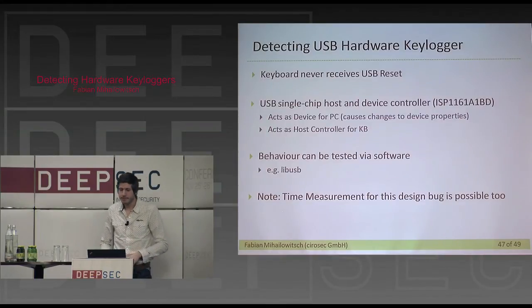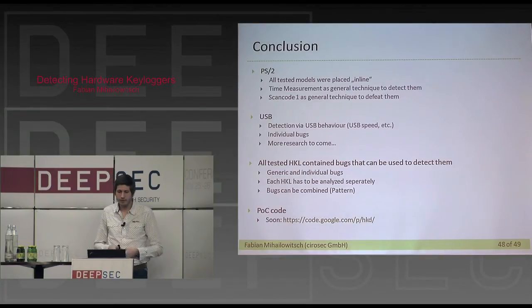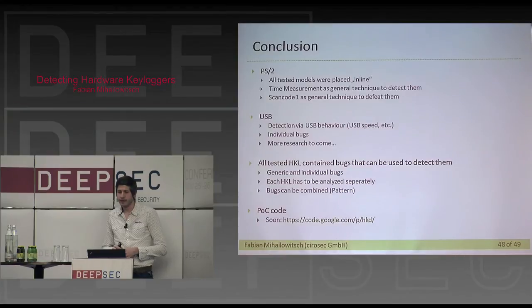So my conclusion about the whole stuff is for PS2, all models I got into my hands were placed inline somehow. You could use time measurement as a general technique to detect all the models. And the cool thing is, you can even defeat them by switching to scan code set 1. It worked for all the models I got into my hands.